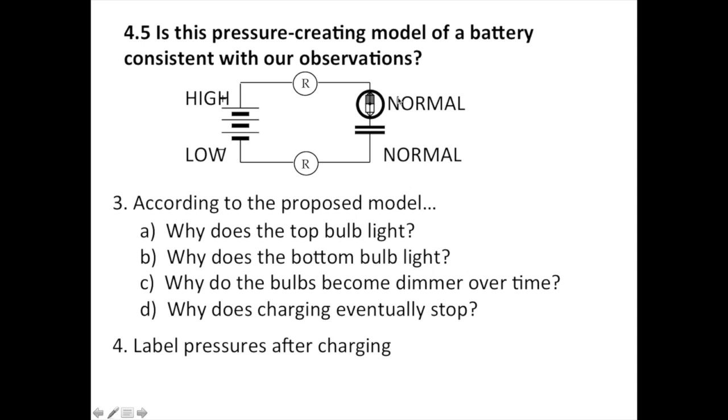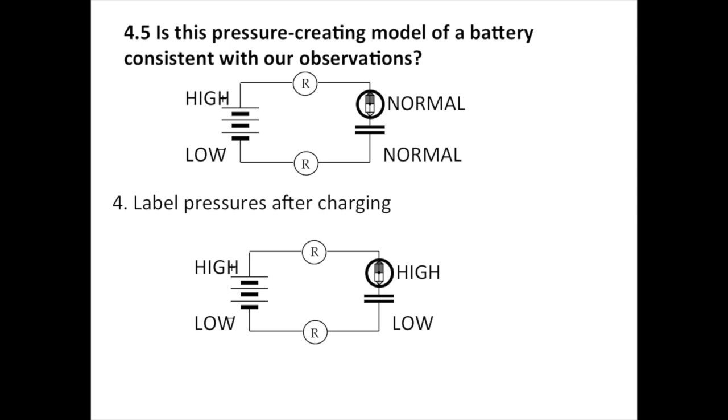And then in D, why does charging eventually stop? Well, what's eventually going to happen is the top plate will eventually get up to the same electric pressure as the positive terminal of the battery. It will get to be a high pressure. When that has a high pressure, you now have the same push back as you have forward, and no charge is going to move. And the same thing is true of the bottom plate. Here's the pressures after charging.